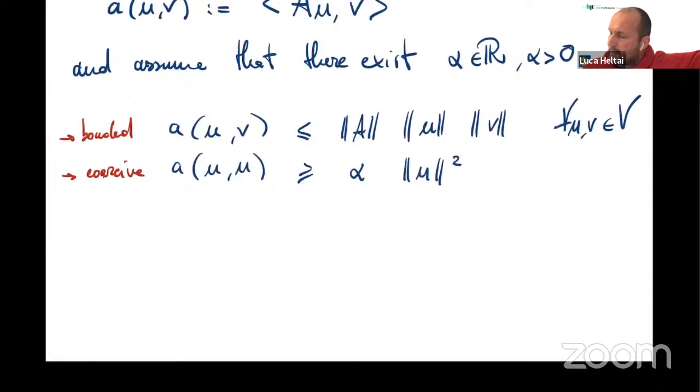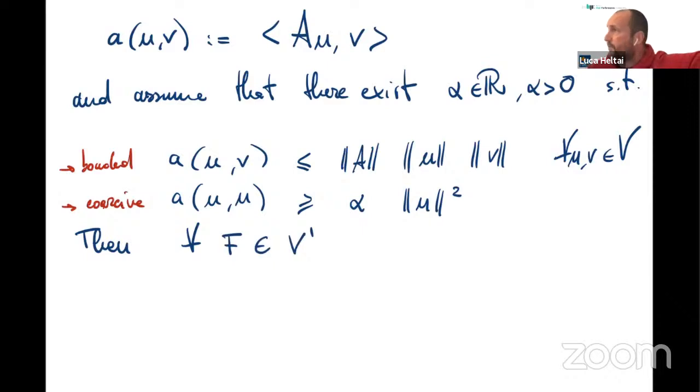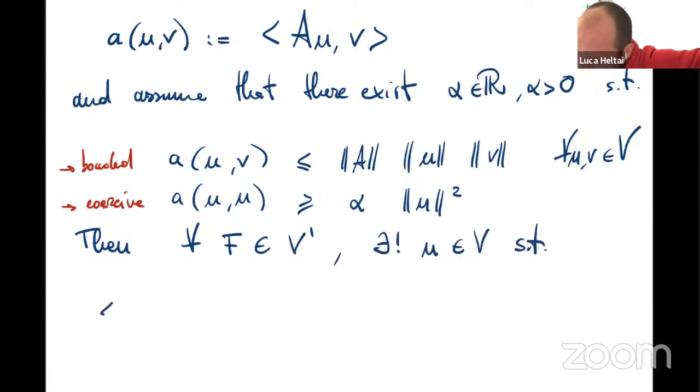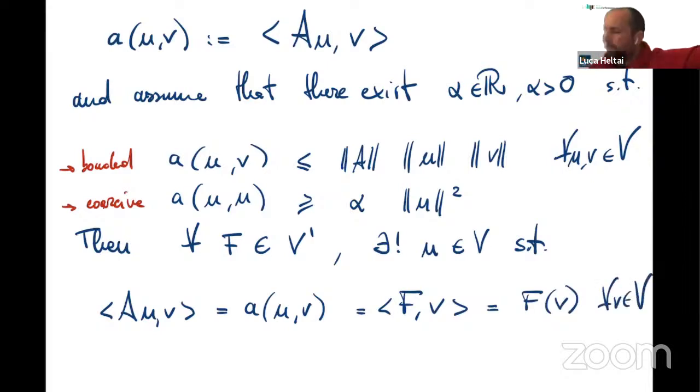Okay, so let's see what this then means. The Lax-Milgram lemma says that for any f in the space V prime, so for any object of the dual, so for any linear operator on the space V, there exists a unique u in V such that a(u, v), which is equal to little a(u, v), is equal to f(v), which is often written as F of v, for any v in capital V.